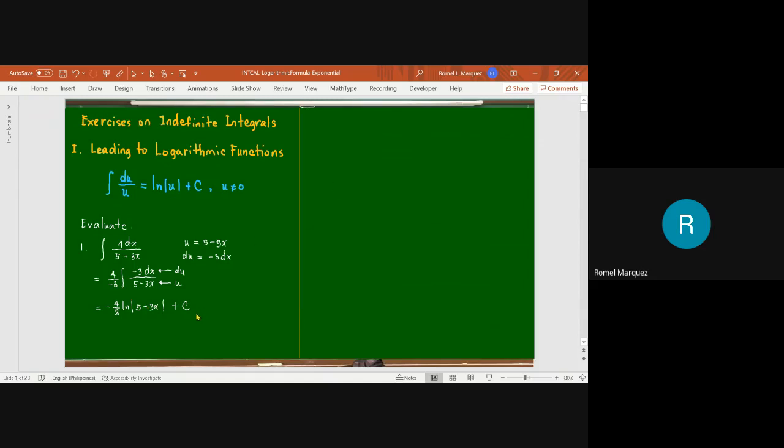So is this clear now, number one, guys? Now I put the absolute value because for 5 minus 3x, we do not know whether it is negative or positive depending on the value of x. But of course, we do not want your x to be 5 over 3, because if x is 5 over 3, this 5 minus 3x becomes 0, and we do not want ln of 0. It's not a real number.